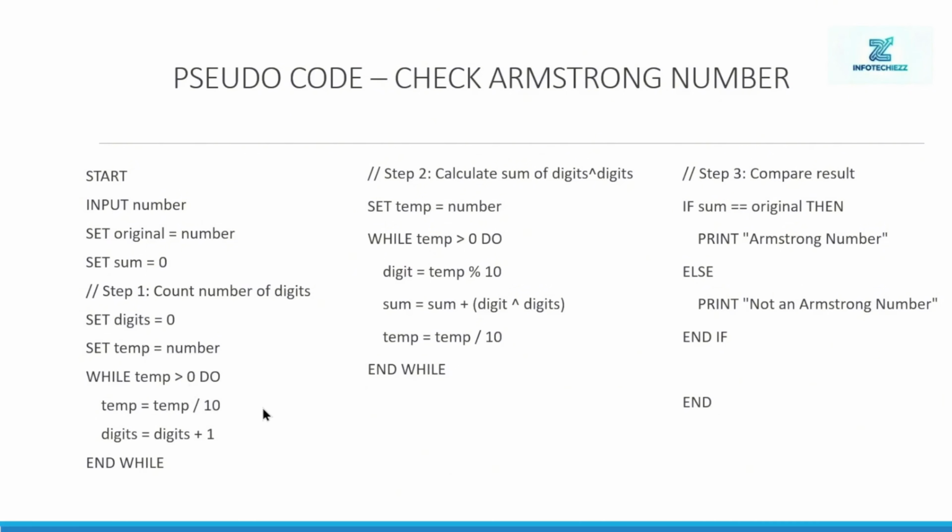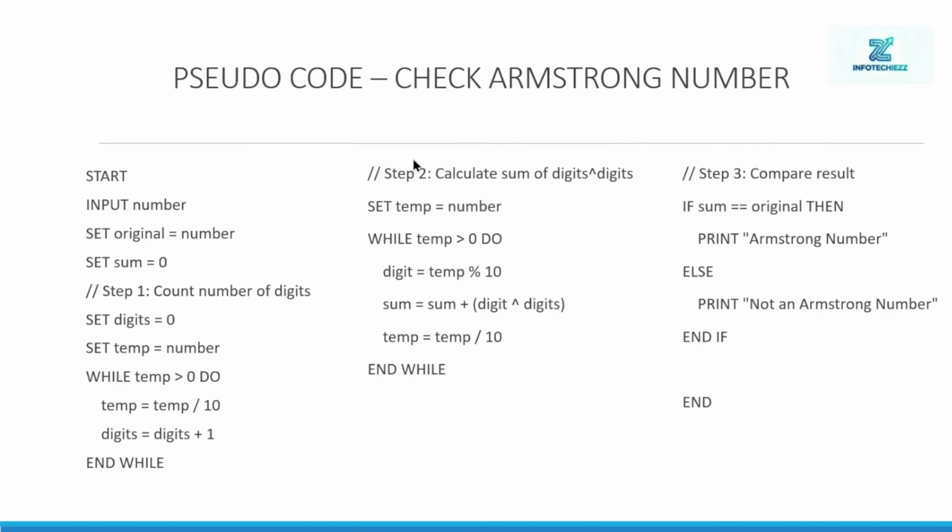After that, I'm splitting off my last digit. I'm removing my last digit and incrementing digit. I'm just counting my digits. Okay, so from this, I'll get my count of the digits.